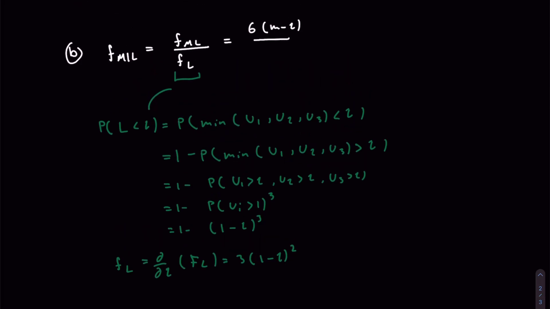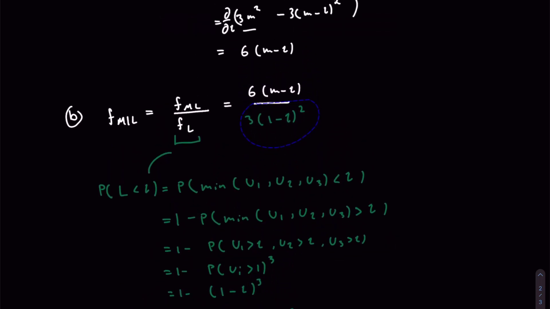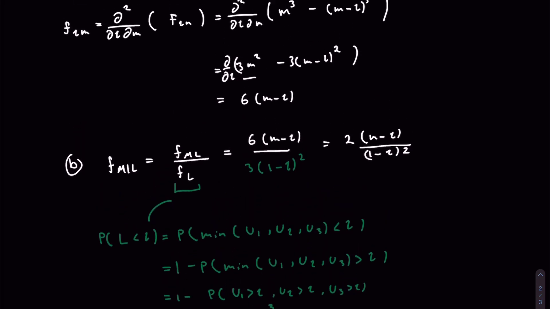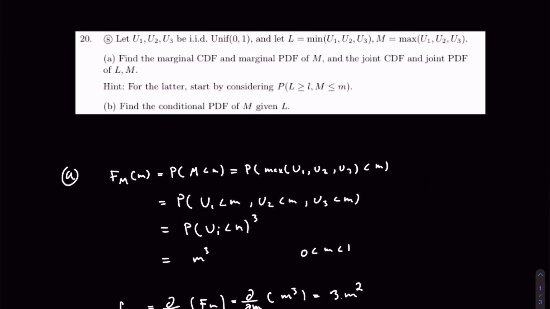All right. So let's move this up then to the denominator, and we end up having 2 times (m minus L) divided by (1 minus L) squared. And there we go. That's the conditional PDF of M given L.